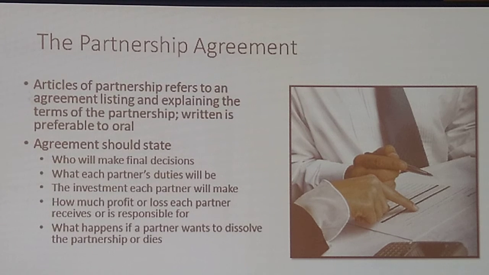Because again, people have not come out of it well because the partner didn't invest the money that they said they were going to. How much profit or loss each partner receives or is responsible for, and then what happens if a partner wants to dissolve the partnership or dies. That's important because that happens. Usually the partnership gets transferred to the next of kin or the spouse. So there's that. Then you've got to deal with another personality.